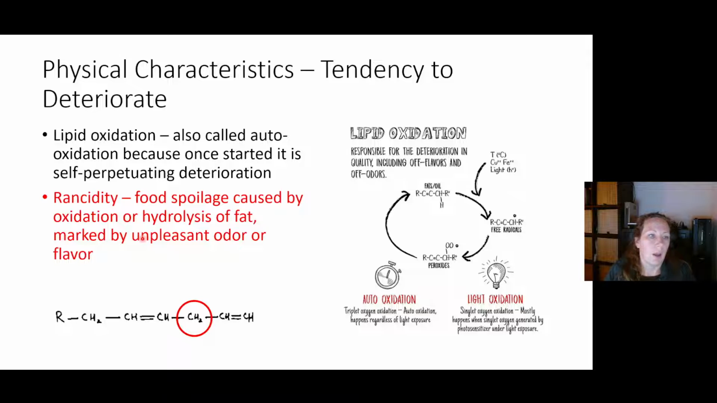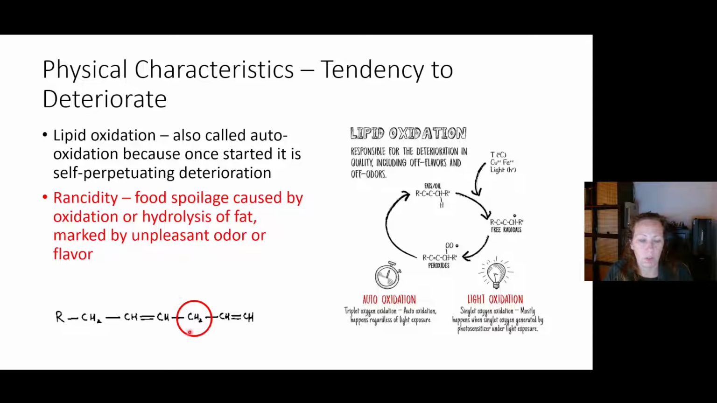Okay, so this causes rancidity. I have completely changed the definition on this on you because the book definition is awful. It does not describe what rancidity is at all. So this is the definition you're using for rancidity. It is food spoilage caused by oxidation or hydrolysis, and we'll get to hydrolysis in a couple slides, of fat marked by unpleasant odor or flavor. Okay. So what's important here is that the more double bonds there are, the more opportunities for lipid oxidation to occur.